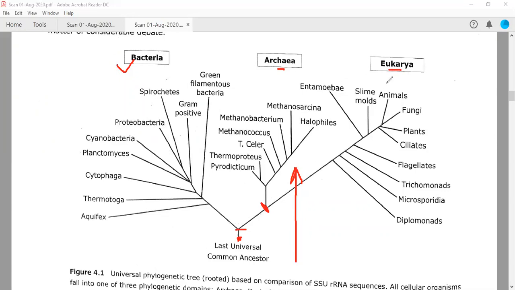Therefore, archaea and eukaryotes are more closely related to each other, and this similarity can be seen in the lipid makeup of their plasma membrane, and also in their signature sequences. So now we will discuss how they have been classified into these three domains first.